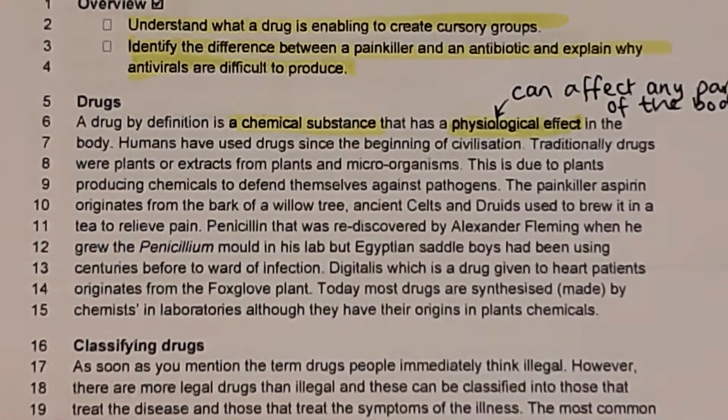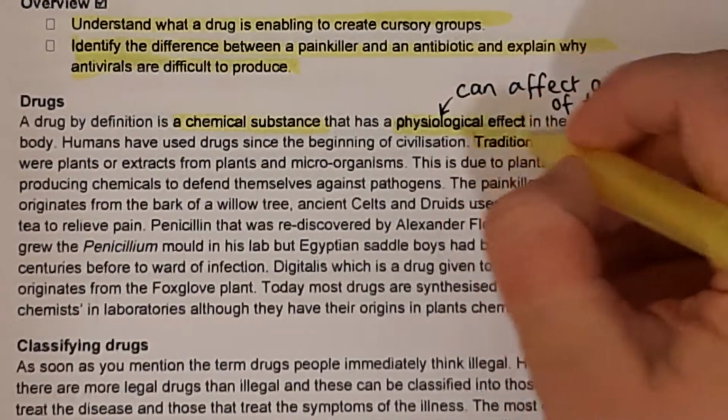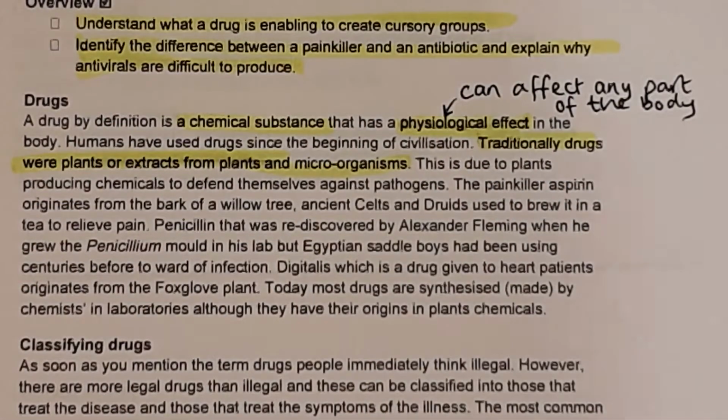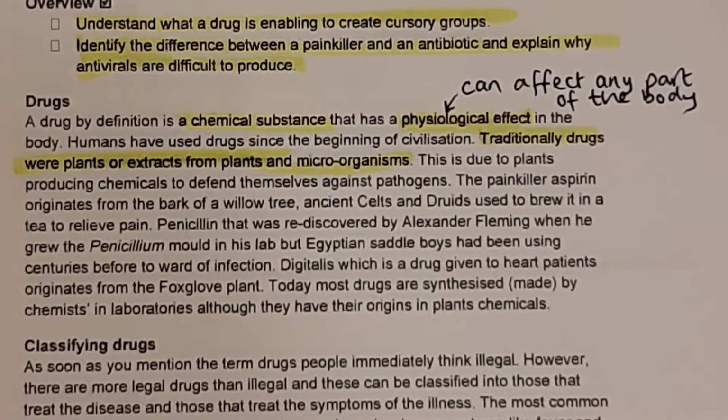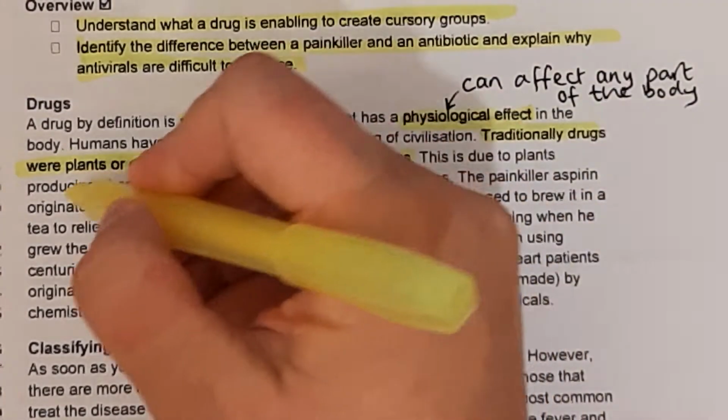So not all drugs will affect all parts of the body, but each drug will affect different parts of the body. Humans have used drugs since the beginning of civilization. Traditionally, drugs were plants or extracts from plants and microorganisms. This is a lot of what Chinese medicine is based on, and a lot of modern medicine is also based on these same plants or extracts. This is because plants produce chemicals to defend themselves against pathogens.